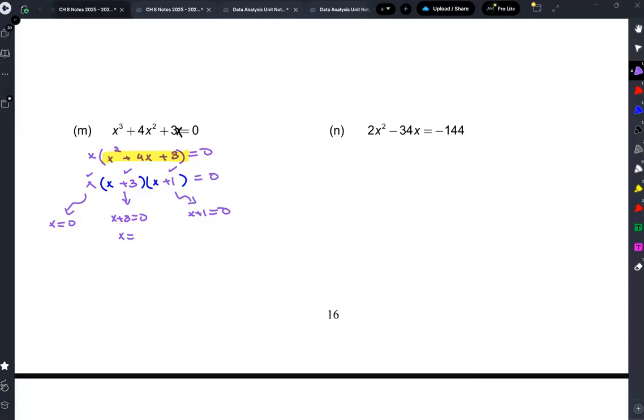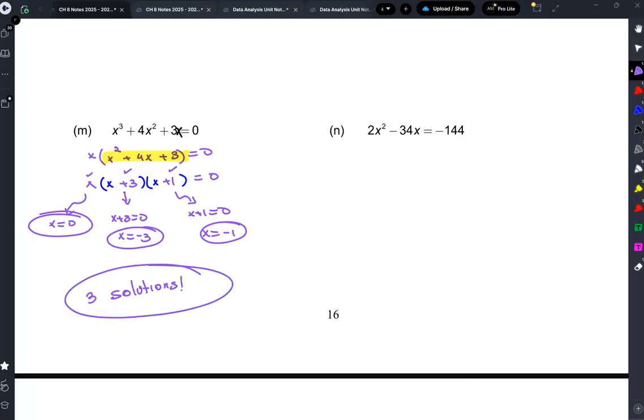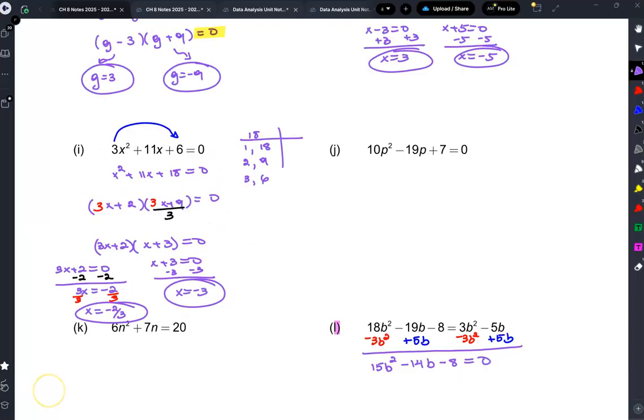So x equals -3, x equals -1, and from here, x equals 0. This one has 3 solutions, and that's okay. Okay? All right, so go ahead and continue working on the other two. So let's do J, right?